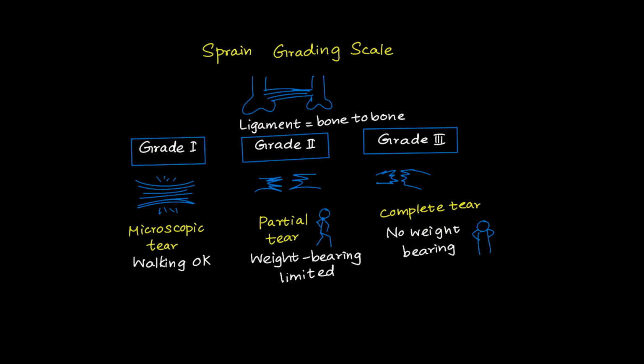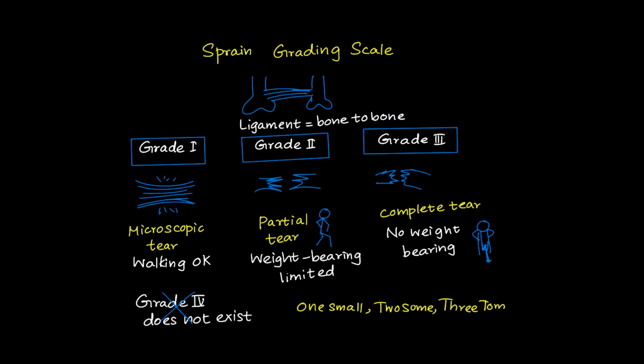Option B is wrong, because grade 1 allows continued function with only mild symptoms. Option C is wrong because grade 2 shows reduced but not absent joint function. Option D is wrong because grade 4 does not exist in the standard grading scale. Sprains stop at 3. Here's an exam tip for you. Remember sprain grades as 1 is small, 2 is some, 3 is torn. Grade 1 small tear, grade 2 some fibers, grade 3 totally torn. 1 small, 2 some, 3 torn.